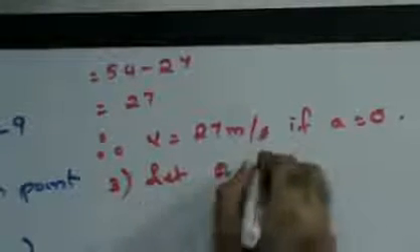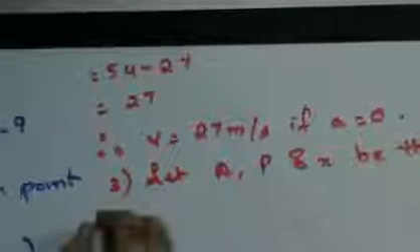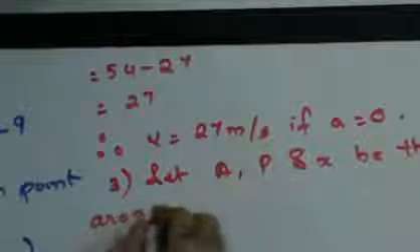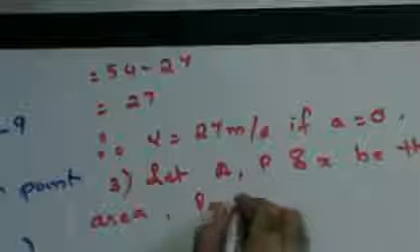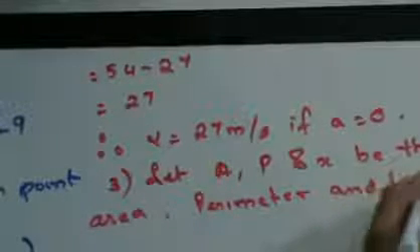Let A, P and x be the area, perimeter and length of the side of the square.